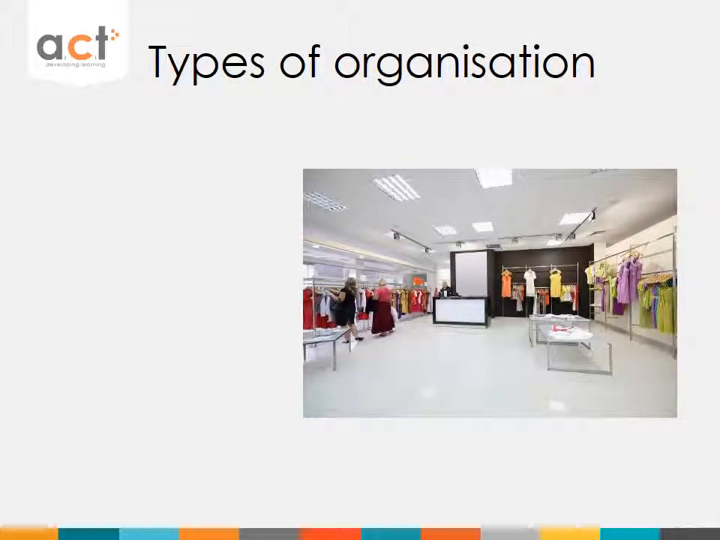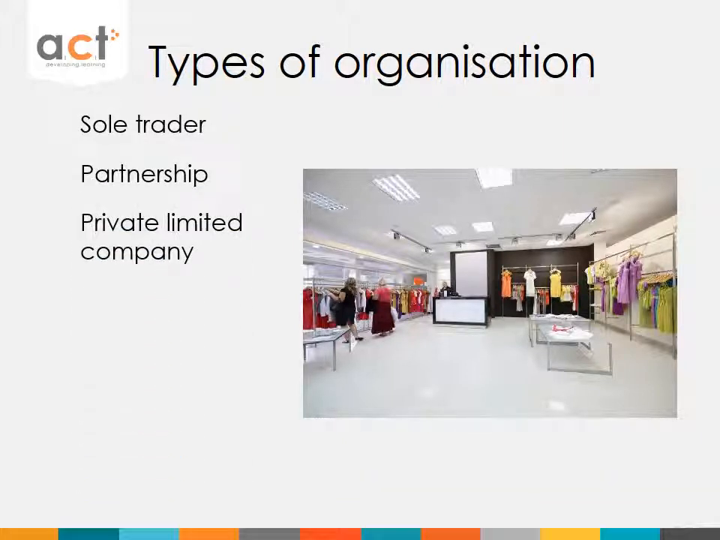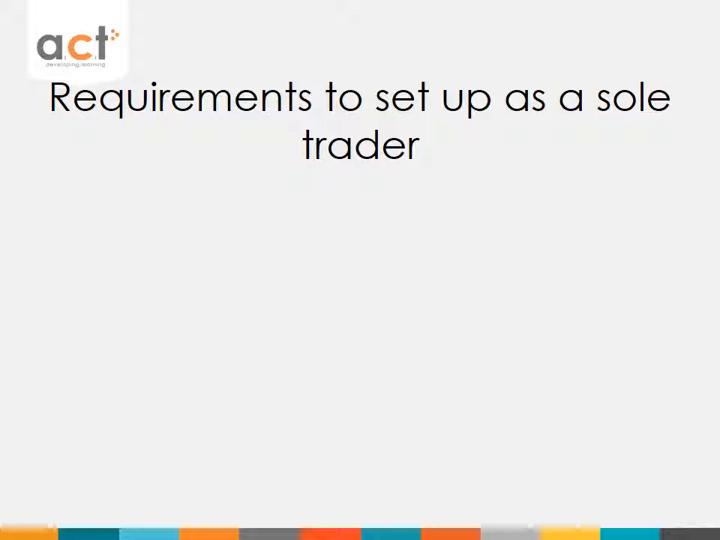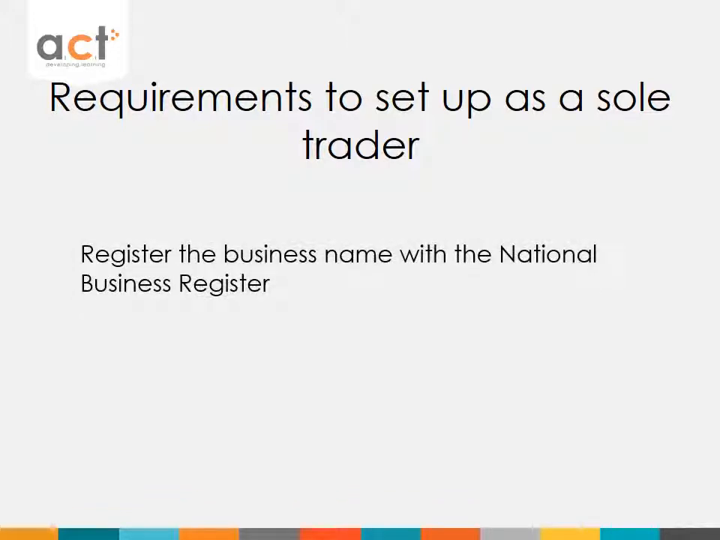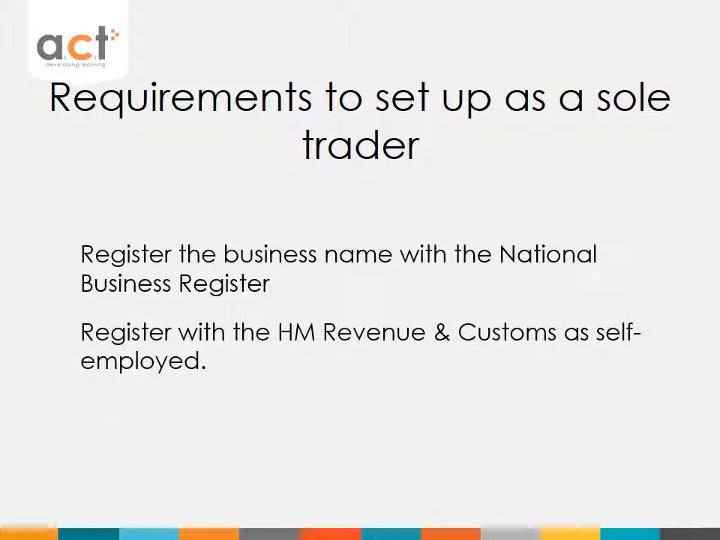Types of organisation can include sole traders, partnerships, private limited companies, public limited companies, or a charity. To set up as a sole trader, you must register the business name with the National Business Register. You must also register with HM Revenue and Customs as self-employed.